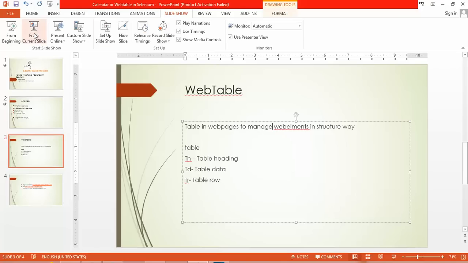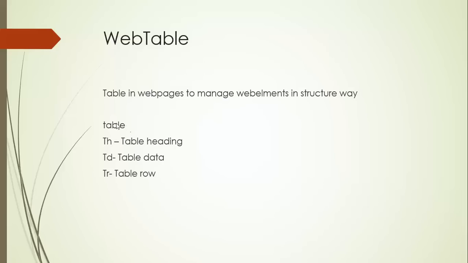Here we will use some tags. We have three mandatory tags, and th is the optional one. So table is a tag, th is a tag, td is a tag, and tr. Table will be the parent. Th stands for table heading if you want to specify any heading, td for table data, and tr for table row.